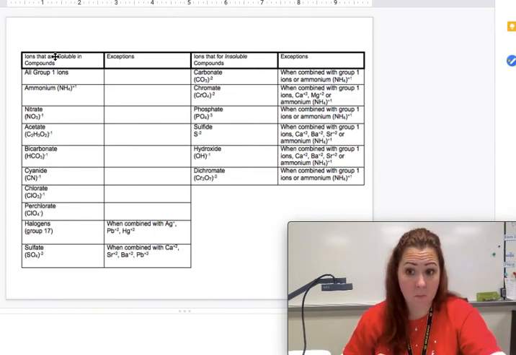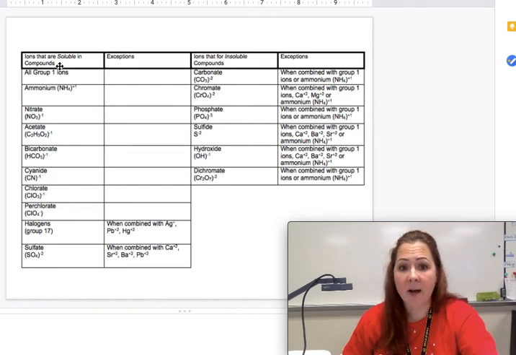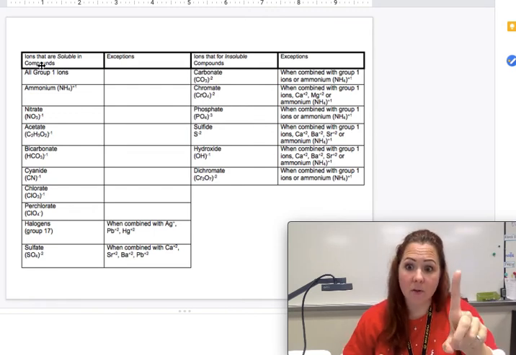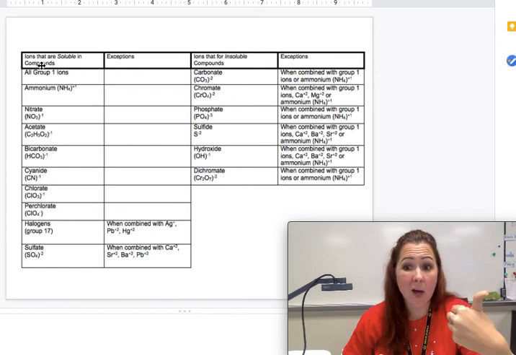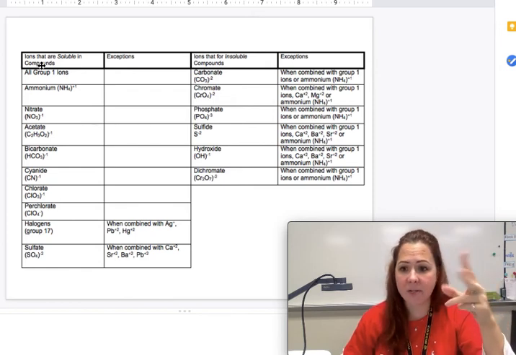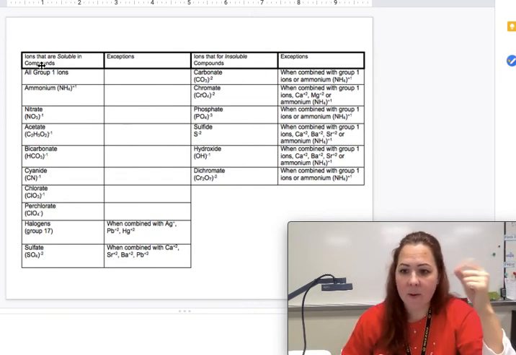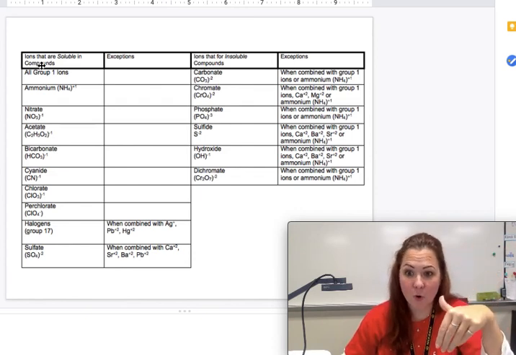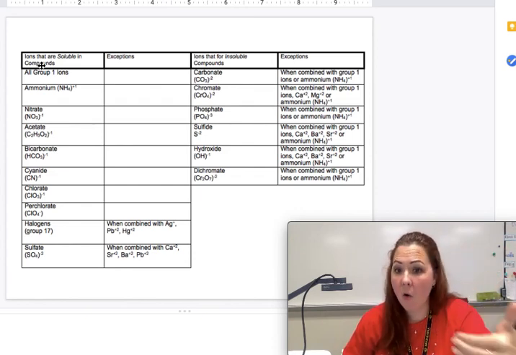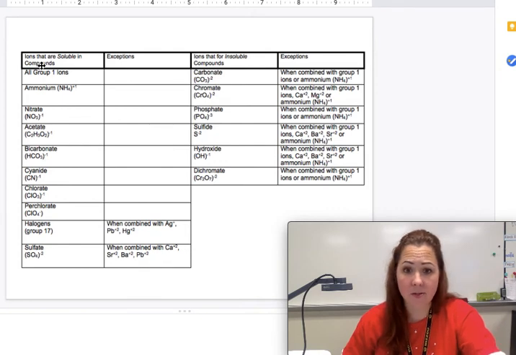When you go on and take AP Chemistry, there's a lot of these that you're going to have to just memorize, like group 1 ions. Group 1 is group 1 of the periodic table. So if you have sodium, potassium, hydrogen, lithium, rubidium, francium, any of those from group number 1, those are always soluble, so they're always aqueous.